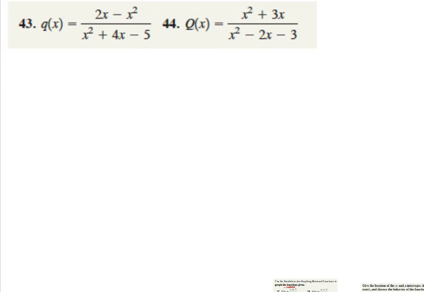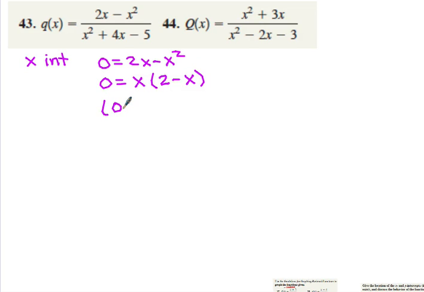All right. So same approach here. Let's start with x-intercepts, y-intercepts, vertical asymptotes, identify the horizontal. So in this case, I've got x-intercepts when the numerator is 0. So what we're looking for is 0 equals 2x minus x squared. And so we'll have 0 equals x times 2 minus x. So my two x-intercepts are going to occur at 0 and 2.